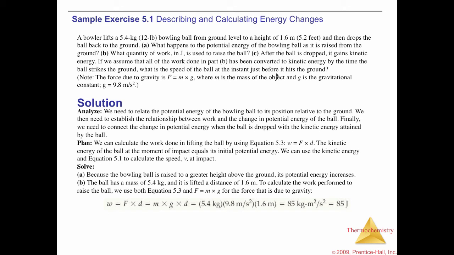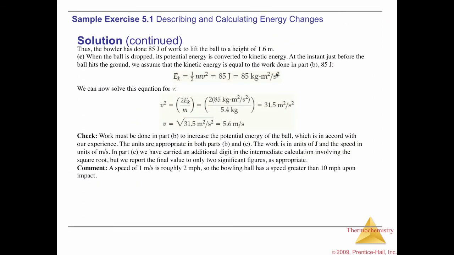Our mass was 5.4 kilograms, the force due to gravity 9.8 meters per second squared, and the distance in meters is 1.6 meters. Be very careful with this calculation that you're using the correct units and that your units are in agreement. If you have the correct units, kilograms, meters squared per second squared, then you can simply abbreviate that with a joule. So in this case, we have 85 joules. The bowler has done 85 joules of work to lift the ball to a height of 1.6 meters.